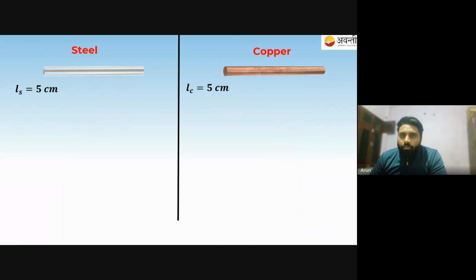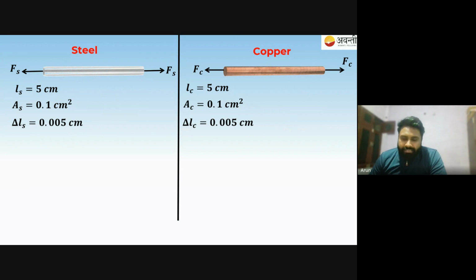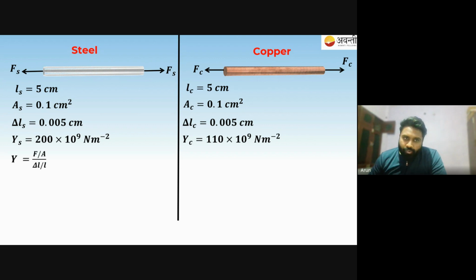If you compare it with copper, take the same dimensions. We take a 5 centimeter length of the rod, the area is the same, and the force applied is Fs in steel and Fc in copper. Young's modulus of steel is 200 × 10^9 Newton per meter square, and for copper it is 110 × 10^9 Newton per meter square. Now you can calculate Y = (F/A)/(ΔL/L). For a very small deformation of 0.005 centimeter, the same for both, we will see how the force varies.